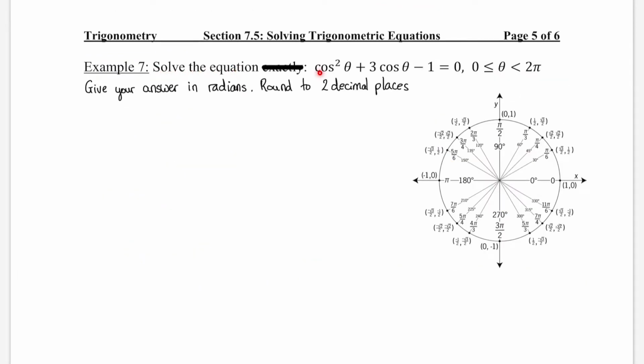Example 7. Solve the equation cosine squared theta plus 3 cosine theta minus 1 equals 0. Theta is in between 0 and 2 pi. Give your answer in radians and round to 2 decimal places. This is my equation. I want the answer to be in radians and rounded to 2 decimal places.